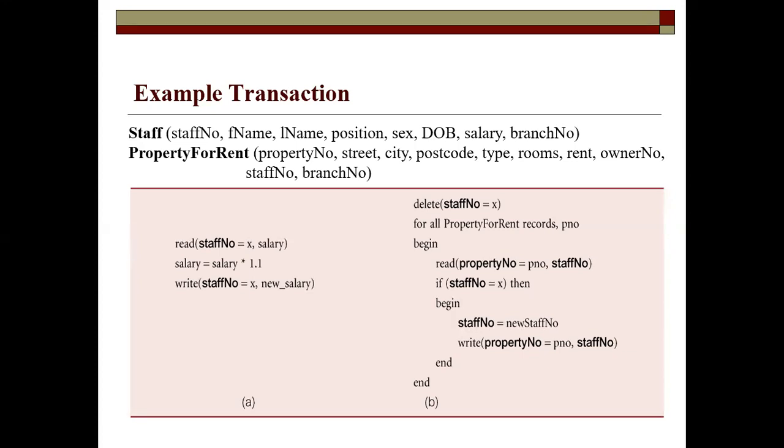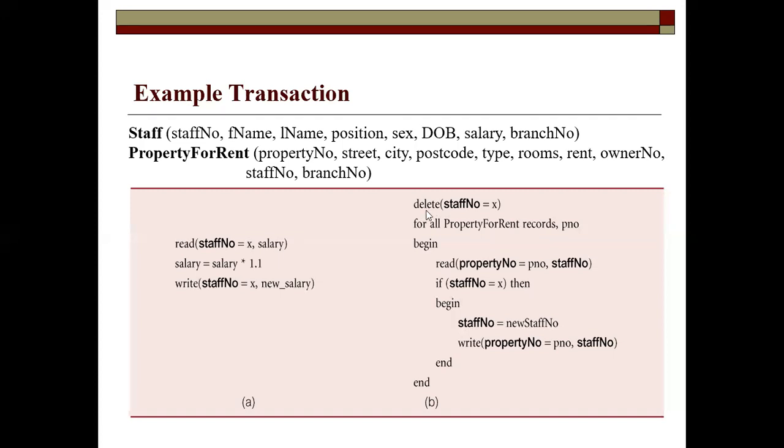When we look at transaction B, on the other hand, we are simply saying that we want to be able to reassign the properties that are overseen by a staff member X. Bear in mind that this property for rent is a table that has attributes: property number, street, city, postcode, type, rooms in that given property, how much it costs in terms of rent, who the owner is, represented by the owner number, who the staff member overseeing it is, represented by the staff number, and lastly, we have the branch number. That is the branch which oversees that given property.